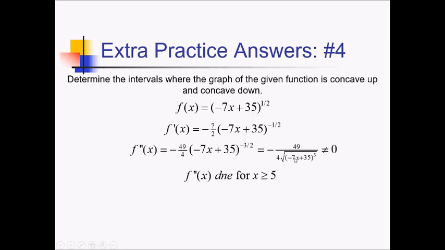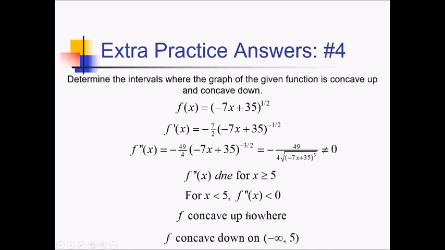Numerator is already positive. The whole fraction then is always going to be negative. So we see here that for x less than 5, f double prime is always going to be less than 0. Therefore, the f function is not going to be concave up anywhere because it's never a positive f double prime. And we are going to be concave down for x less than 5, for -infinity to 5.